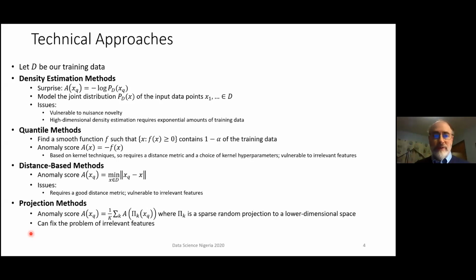a subset of the features describing XQ, then that means any one view of the data, any one sparse projection of the data, is only looking at a small subset of the whole vector, and so that makes it more robust to irrelevant features, to nuisance novelty. And then we get anomaly scores from each of those projections and average them to get an overall anomaly score.